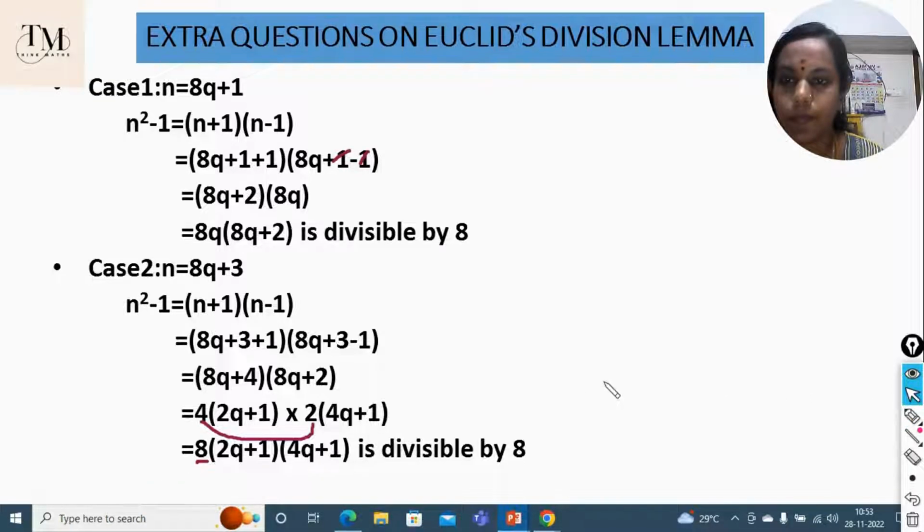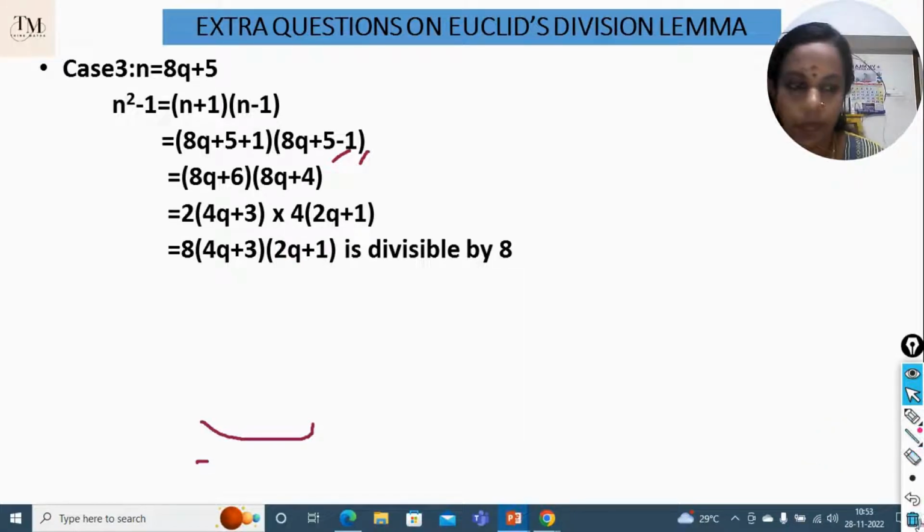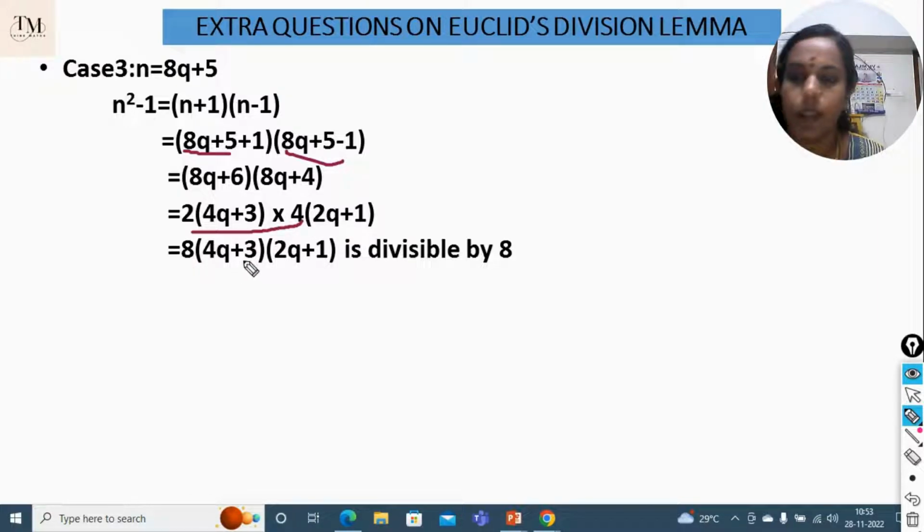So next, case 3, n is equal to 8q plus 5. So substituting n is equal to 8q plus 5, we get 5 plus 1, 6, and 5 minus 1, 4. So we can take 2 outside from this, and the remaining value will be 4q plus 3. Here 4 is taken outside, and the value will be 2q plus 1. So 2 into 4 is 8, so 8 is taken as common. The remaining values are 4q plus 3 into 2q plus 1, which is divisible by 8.